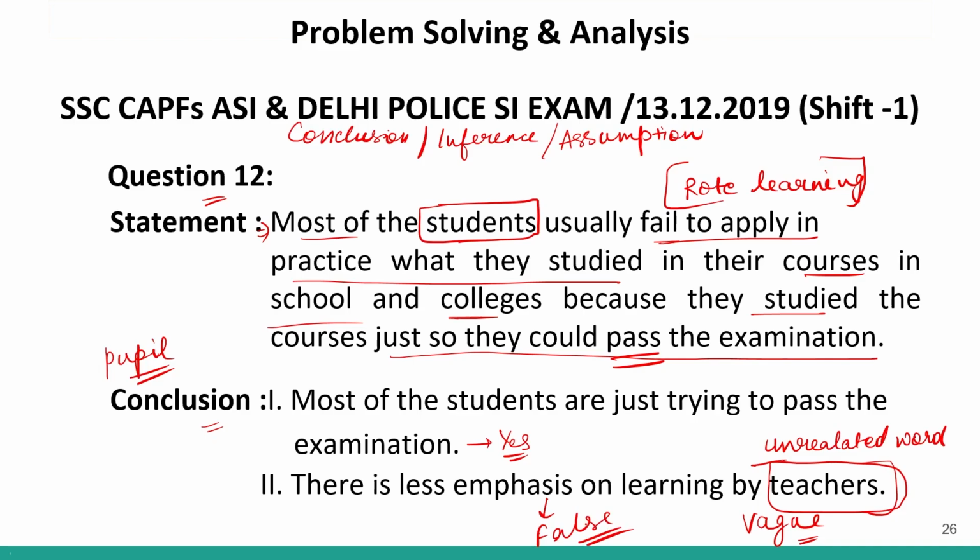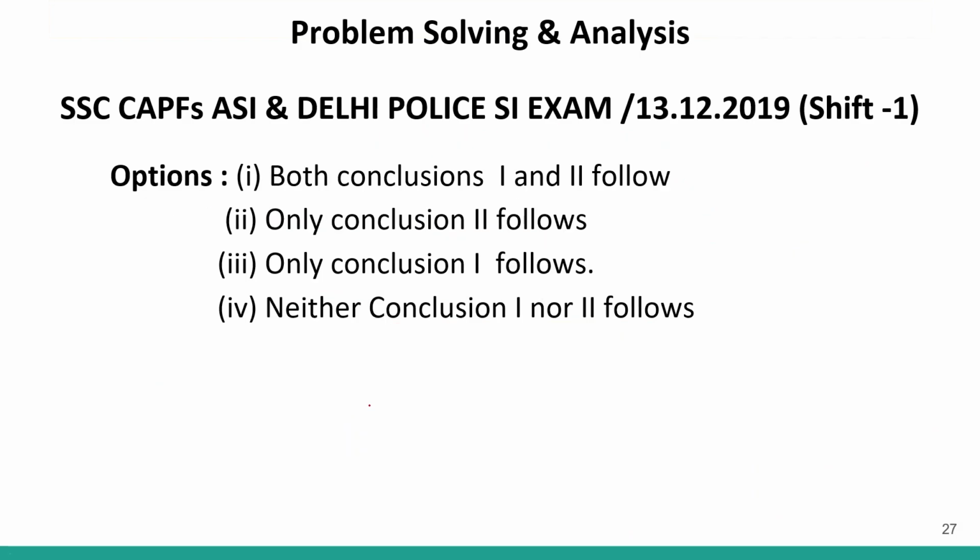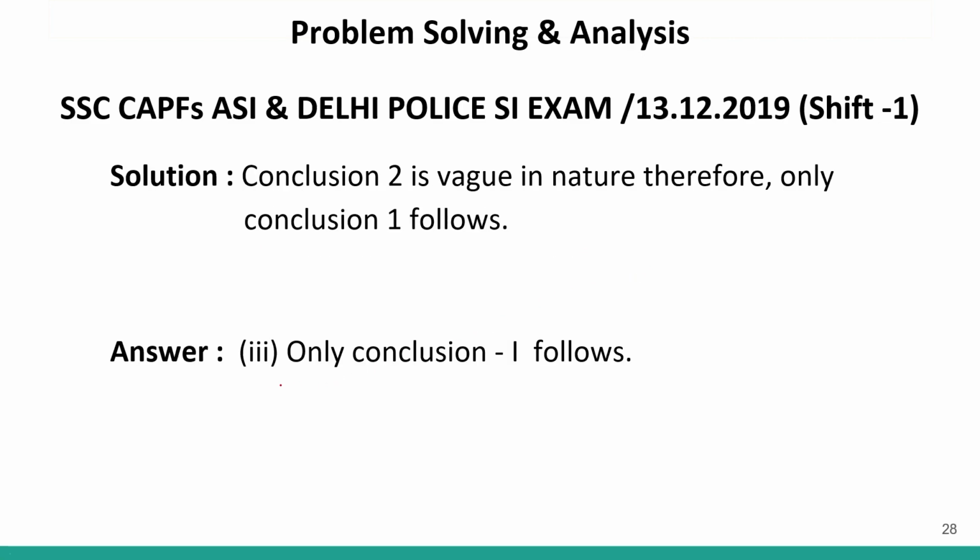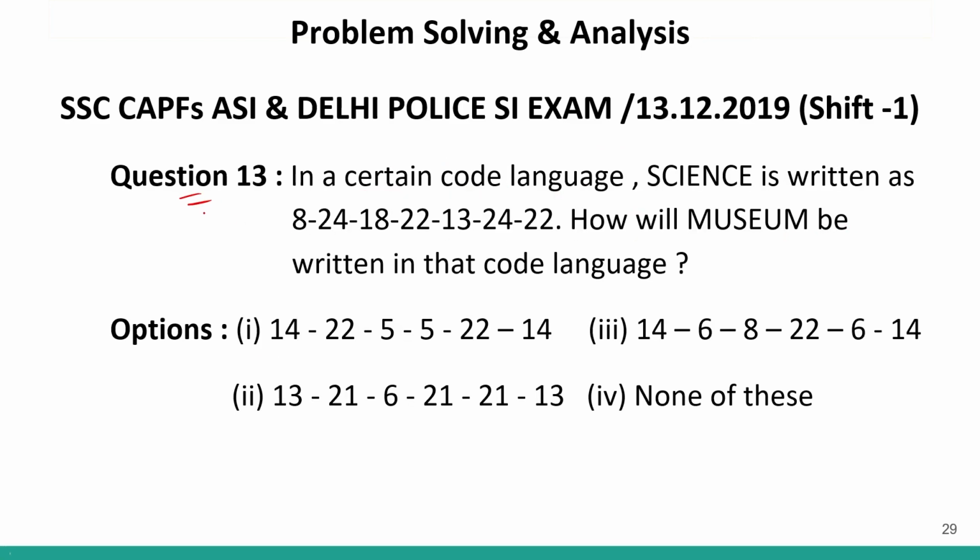Okay, so the correct answer to this is conclusion number 1, that most of the students are just trying to pass the examination. This is the only statement we can conclude. So over here option number 3 states that only conclusion 1 follows, which is true. So option number 3 is the correct answer. Why? Because conclusion 2 is vague in nature. It used an unrelated word, which was not mentioned in the passage or the statement. Clear?